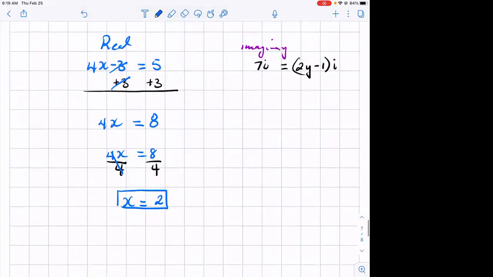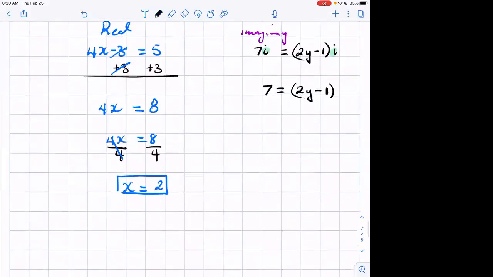Now, we're not finished. We also have to find whatever y is. Okay. To find y, we will start out by observing that the i's can be cancelled, right? So we end up with 7 is equal to 2y minus 1. If you want to put it in parentheses, that's fine. And if we do this, we can now solve for y.